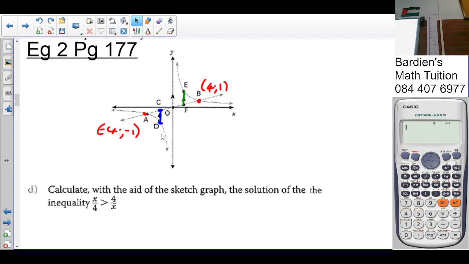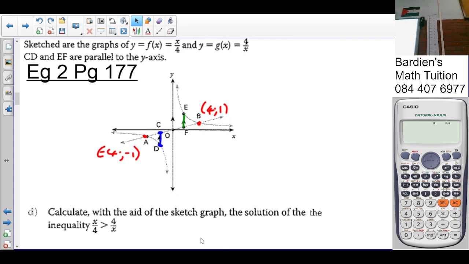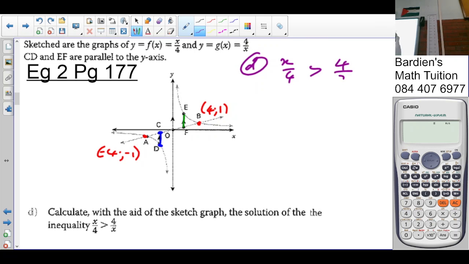Then in question D, you are asked, calculate with the aid of a sketch the solutions where the inequality x over 4 is greater than 4 over x. People, what do you see here? It's a straight line graph, which is x over 4, yes? Must be greater than the hyperbola, absolutely. Okay, so answer the question.